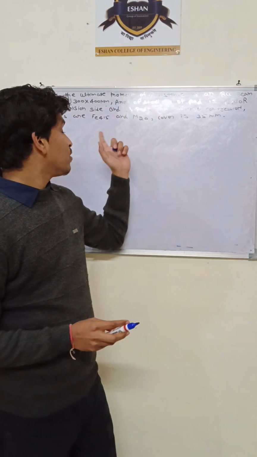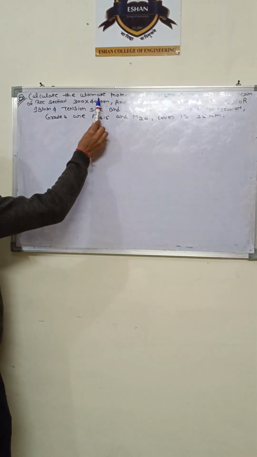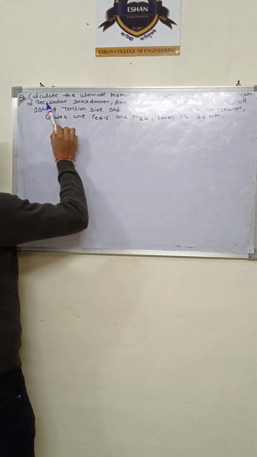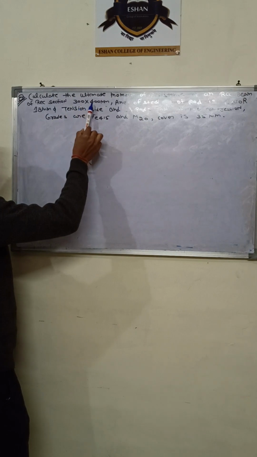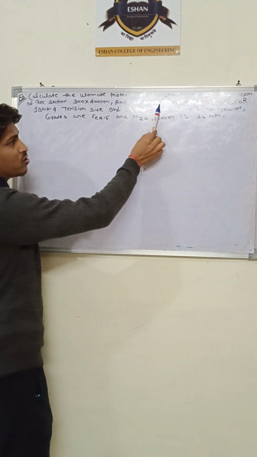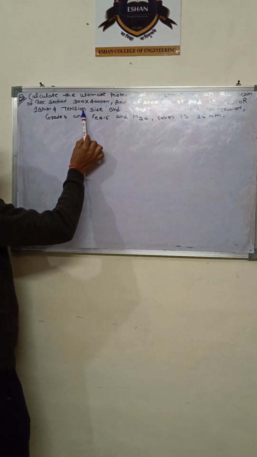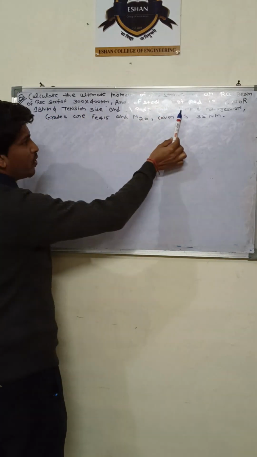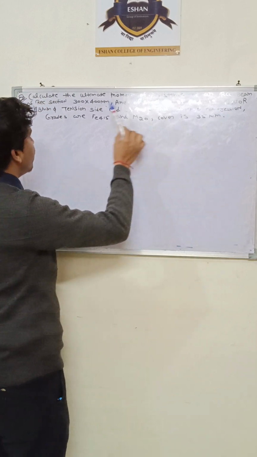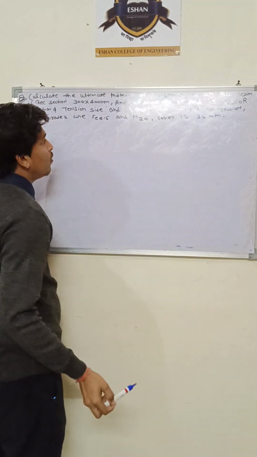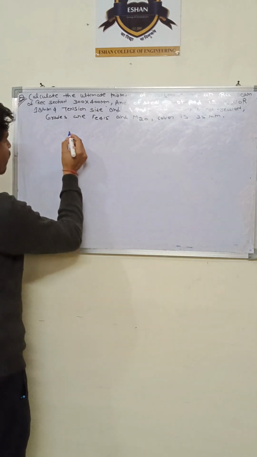So the numerical is this. Calculate the ultimate moment of resistance of an RCC beam of rectangular section, 300 mm by 400 mm. The steel is 6 rods of 18 mm dia at the tension side and 3 rods of 18 mm dia at the compression side. Grades are given, Fe 415 and M20, and cover is 35 mm. So first of all we write the given data.